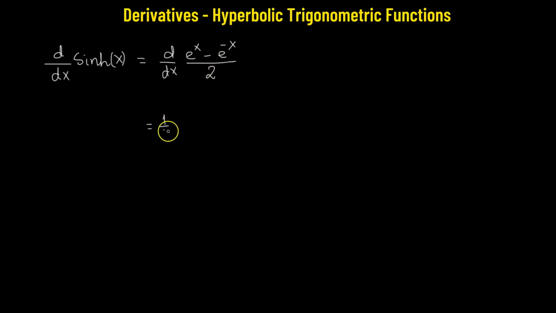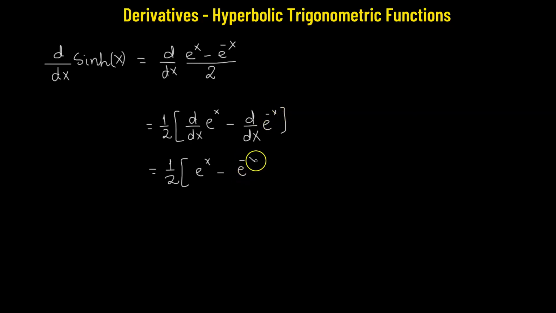So this will give us half multiplied by the derivative with respect to x of e raised to the power of x, minus the derivative with respect to x of e raised to the power of negative x, which is equal to half multiplied by, so we have the derivative of the exponential function, that is the function itself, minus the derivative of a decreasing exponential function. Here we can use the chain rule. If we assume that negative x is equivalent to x, this will give us e raised to the power of negative x. But since this is not actually x, we need to multiply it by the derivative of our assumption, which is negative x.